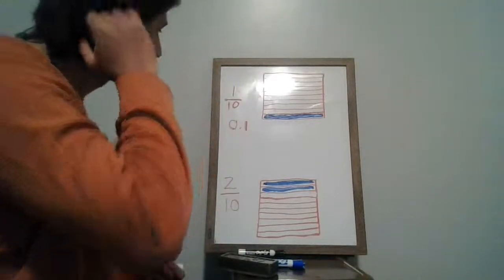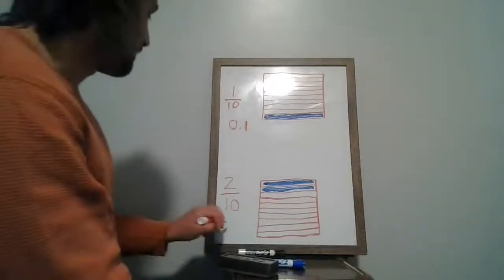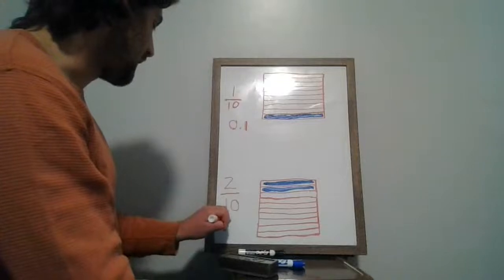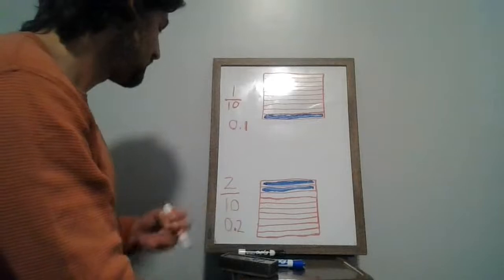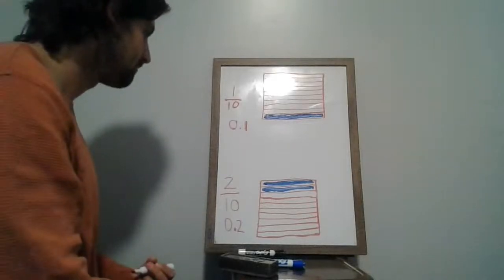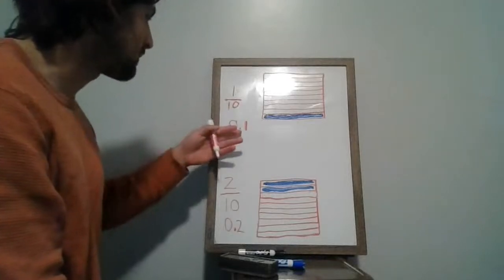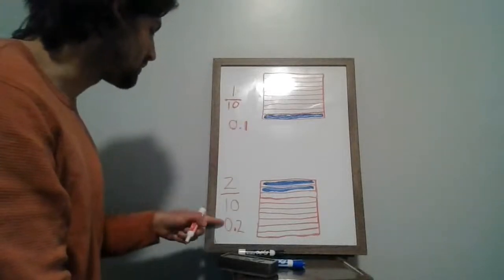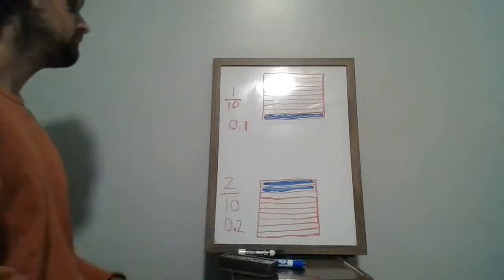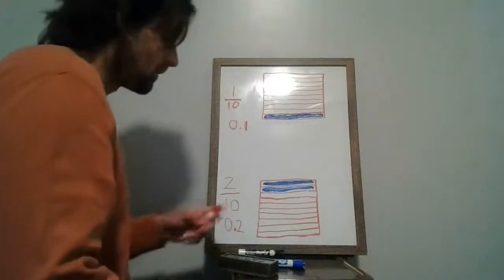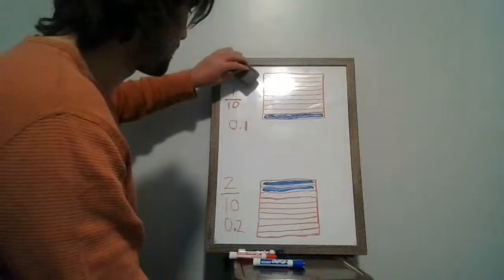If I wanted to write 2/10 as a decimal, this is what 2/10 as a decimal would look like. So for 1/10, we would write a 0, put a decimal point, and write a 1. For 2/10, we would write a 0, put a decimal point, write a 2. So I'm thinking that you kind of know what the pattern is here, but let's say, I'm going to erase the shape now.